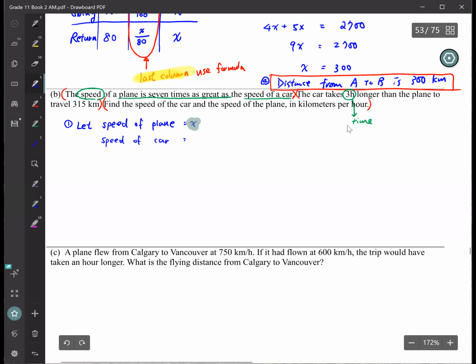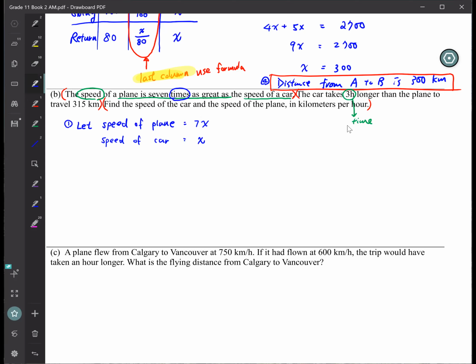So it's better to choose, if you use the plane to be x, then the car should be slower by 7 times, so x over 7. But we don't like fractions very much, right? So it's better to use the other way. Have the speed of the car be x, so the plane is 7 times x. Okay, so that's our last statement.